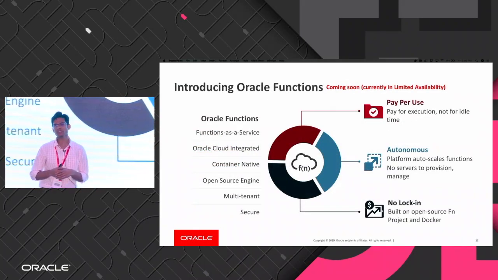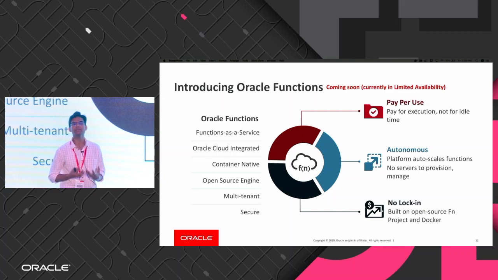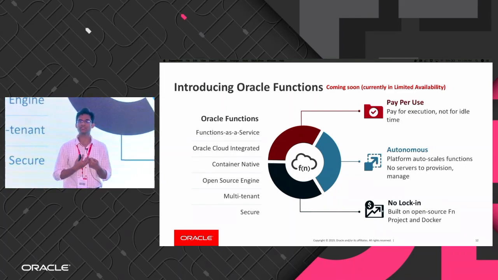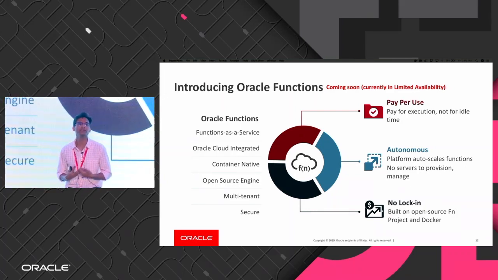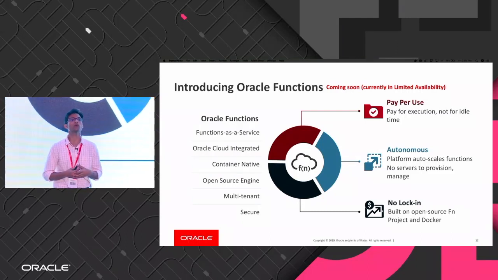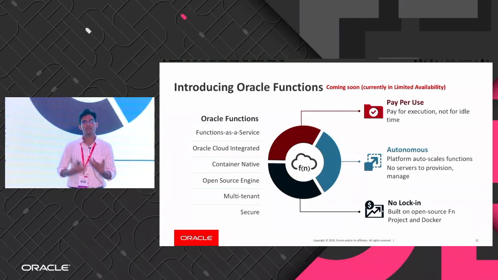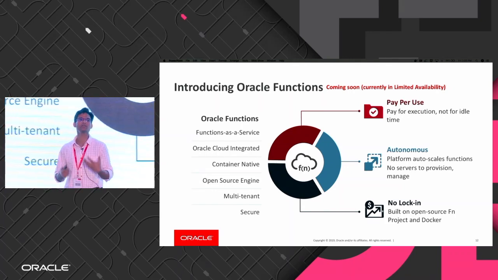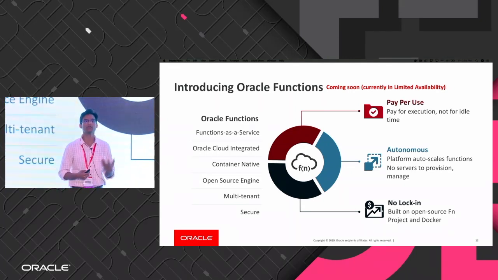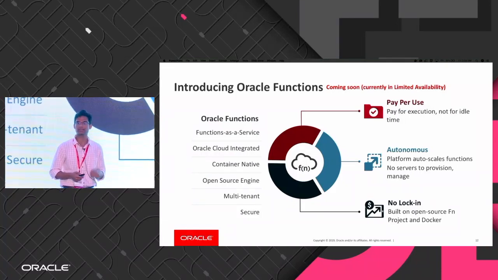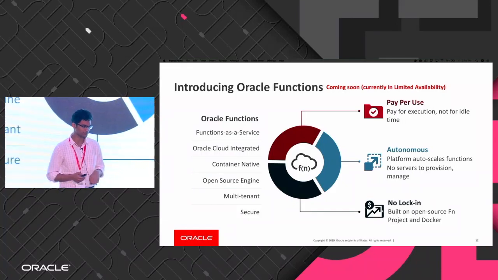And Oracle Functions is essentially what we do: we take this core FN project engine, which is open source, and we create a scalable, enterprise-class, multi-tenant cloud service out of it. So this is a serverless functions-as-a-service platform for you. Again, it builds on top of the core primitives, or it takes the core FN project as its engine.